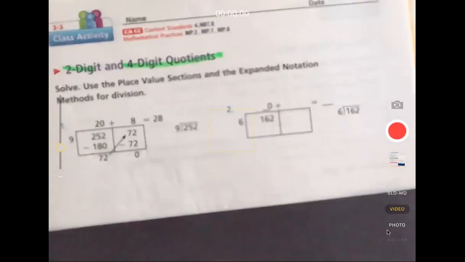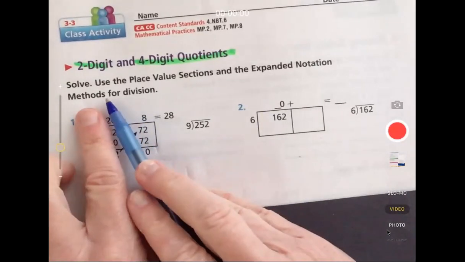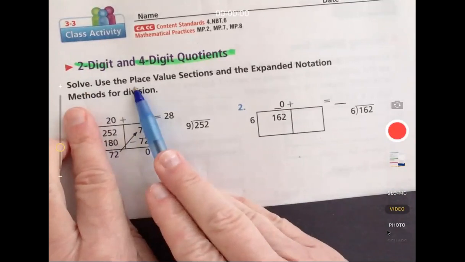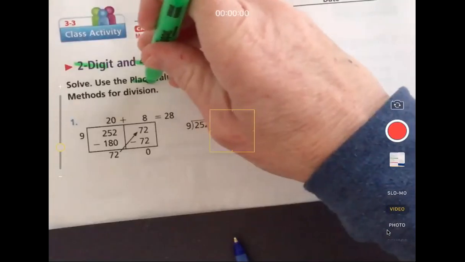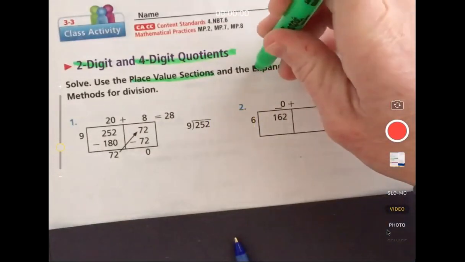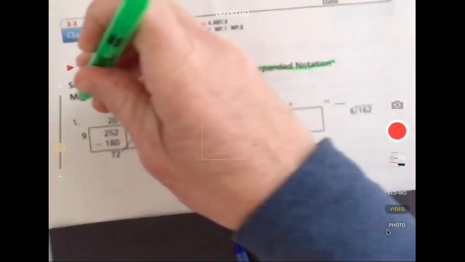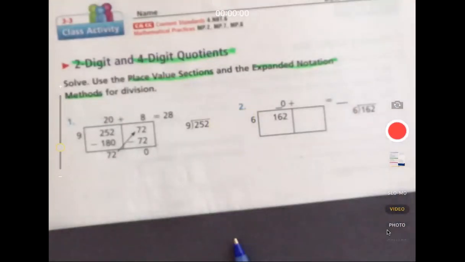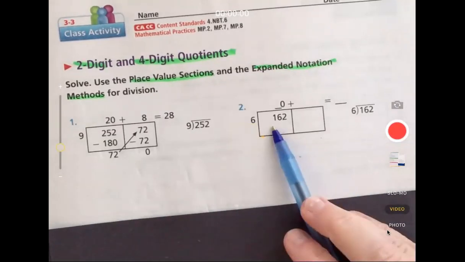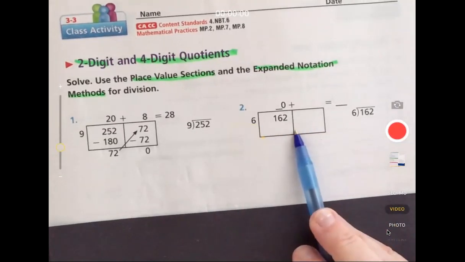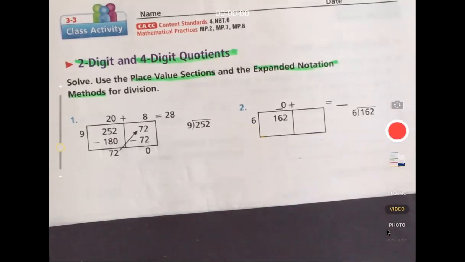All right. So this is asking us to solve doing 2 steps. So not only are we doing the place value sections, but we're also doing expanded notation method. That's what we just practiced in part 1, and place value section we have been practicing. That's kind of like our model, right? Where we draw the rectangle and we divide it up.